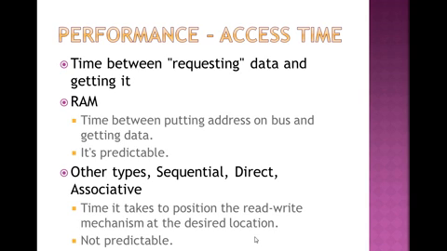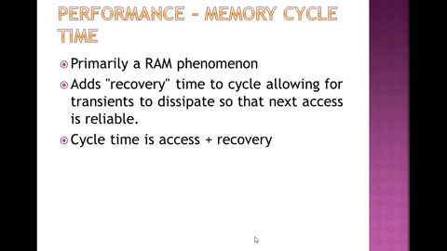Now, the first point is RAM: the time between putting the address on the bus and getting the data. It's predictable, that is, we can predict the access time in advance. Then the next point says other types, that is sequential, direct and associative. The time it takes to position the read-write mechanism, the read-write head, at the desired location is not predictable.